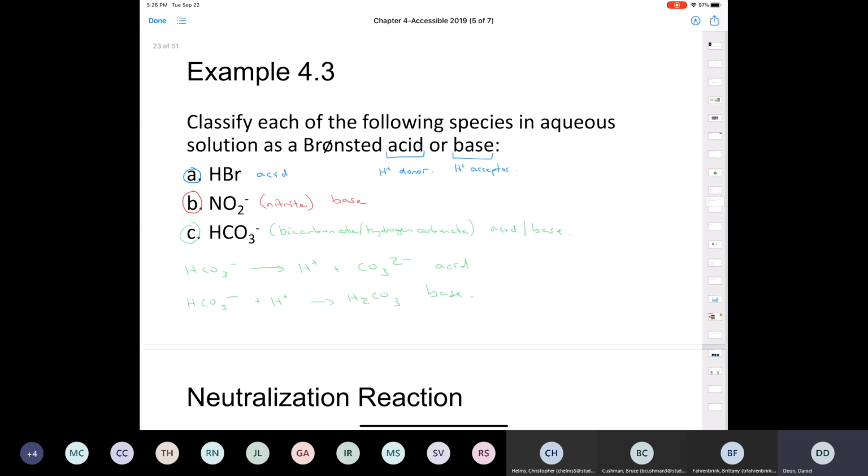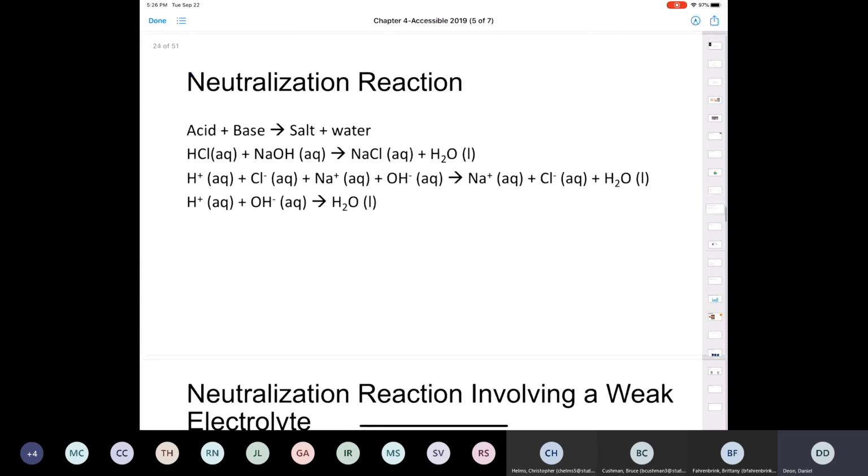All right, let's move on from there and let's talk about neutralization reactions. Neutralization reactions are probably the first reaction that you would learn in acid-base chemistry in any chemistry class on the planet Earth. And the general concept that you're going to see in neutralization reactions is that you're going to take an acid, so that means you have to know your acids, you're going to add it to a base, you're going to get a salt and water.